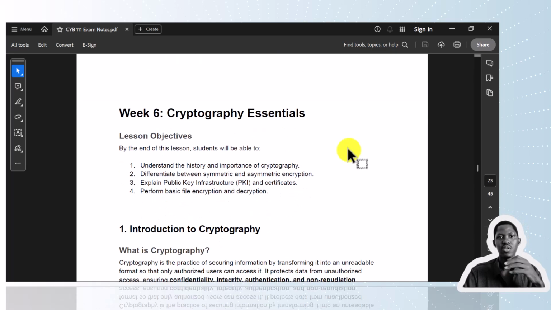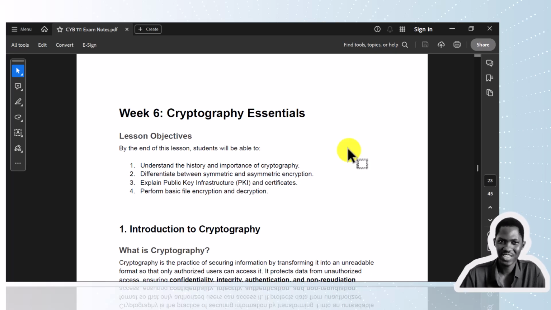Now, let's talk about cryptography. I think maybe this is where we'll stop, or the week after this. We'll probably stop either here or next week, week 7. So, cryptography essentials. This is very important. So we look at it. It's very fun. I hope you find it fun too and easy to follow.